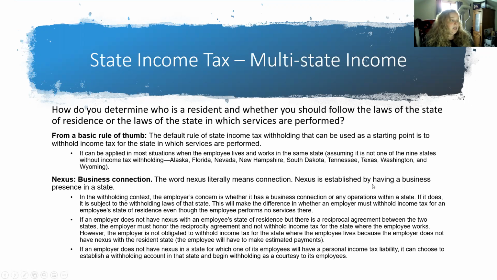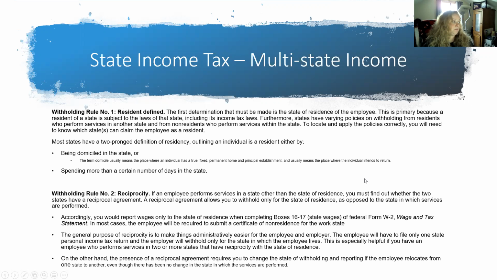So basic rule of thumb, use the state that the employee is actually performing the services in if it's possible. And if not, then we can go to some other rules. So again, withholding rule number 1 says first we're going to try to withhold in the state of residency of the employee. If we can't withhold in the state of residency of the employee because, for example, they aren't working in that state, then we can go to number 2, which is reciprocity.